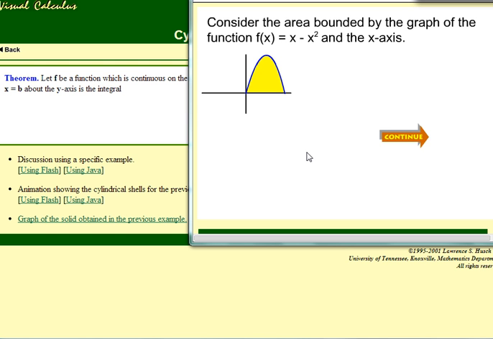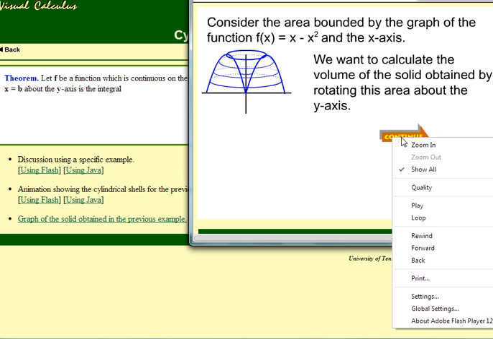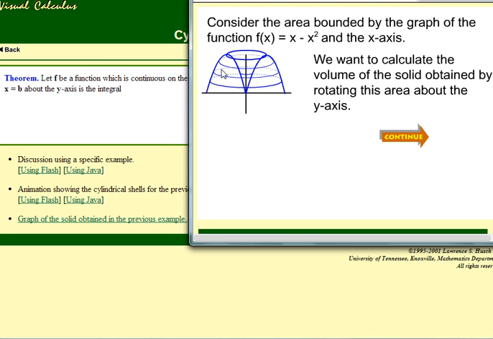These are the notes for AP Calculus on the topic of volume using the shell method. So consider the area bounded by the graph of the function f of x, which is just a parabola here, x minus x squared, and the x-axis. If we take this region right here, and if we revolve it around the y-axis, we can see we'll get this three-dimensional shape here.